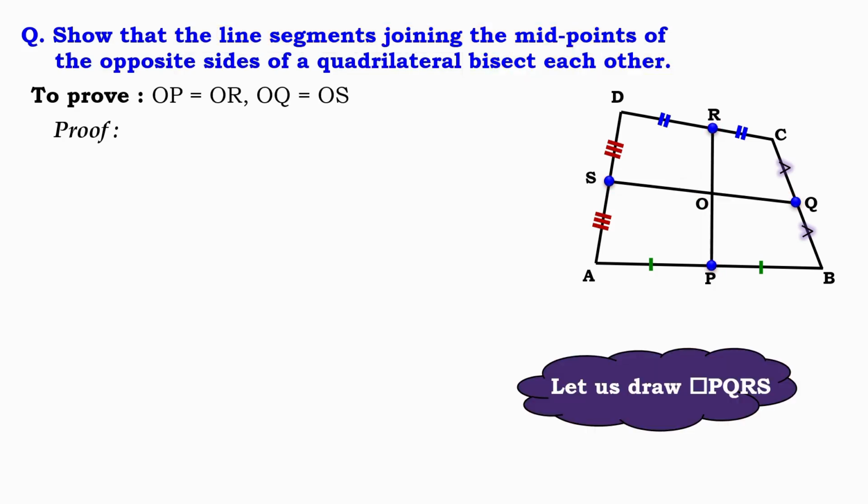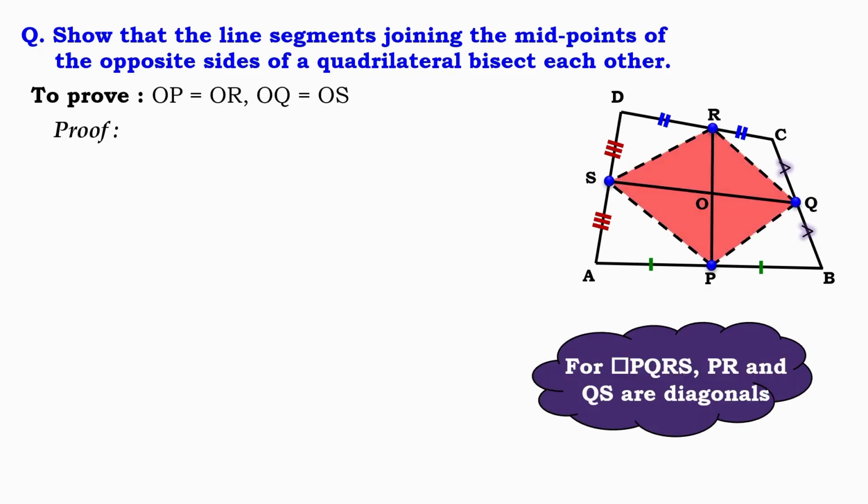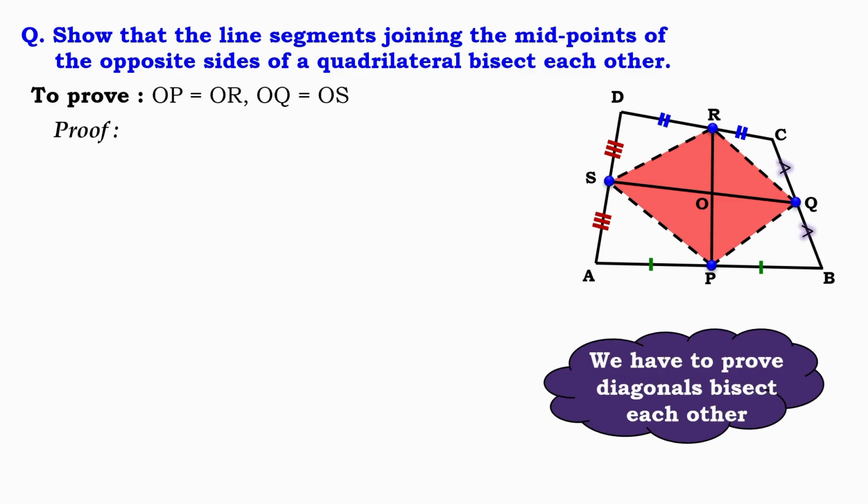So before we go ahead with the proof, we have to do some construction over here. So let us join the points PQRS. So it will form a quadrilateral. So let us draw PQRS quadrilateral. Okay. So for PQRS, PR and QS, these are the diagonals, right? So now we have to prove the diagonals bisect each other. So in this quadrilateral, if we can prove that the diagonals bisect each other, then whatever is given in the question, that will be proved.